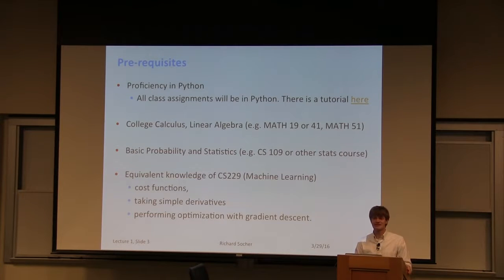Basic probability and statistics. Hopefully you know a lot of the basics of those. And then the most ideal prerequisite is really CS229, having taken the machine learning class where you have a basic understanding of cost functions, taking derivatives of simple functions, and then performing optimization with gradient descent. If those words are already somewhat familiar, then I think you will have a fun time in this class. Are there any questions about prerequisites? All right.